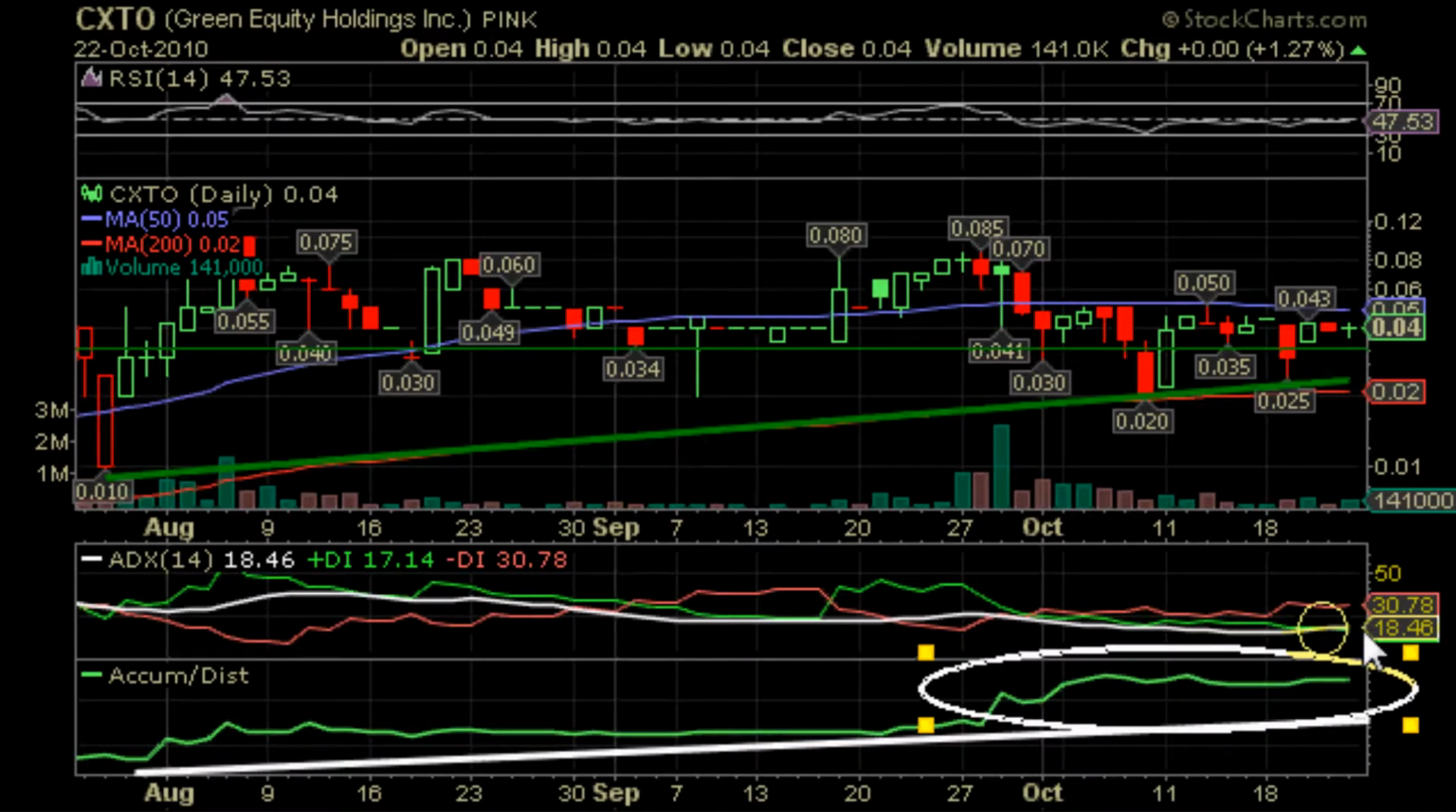In conclusion, your team at yourstockalert.com sees many bullish indicators in the stock of CXTO. As always, use proper trade management. Do your own due diligence before entering a trade, and please pick your entry and exit points before the trade.